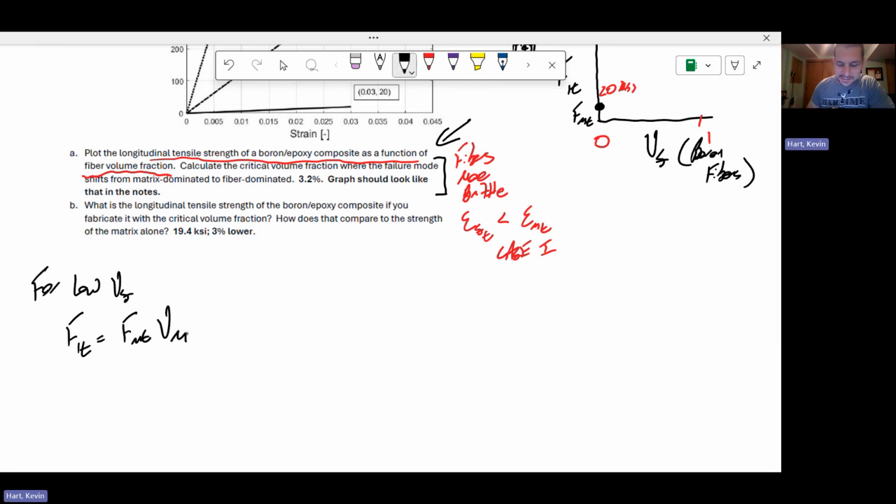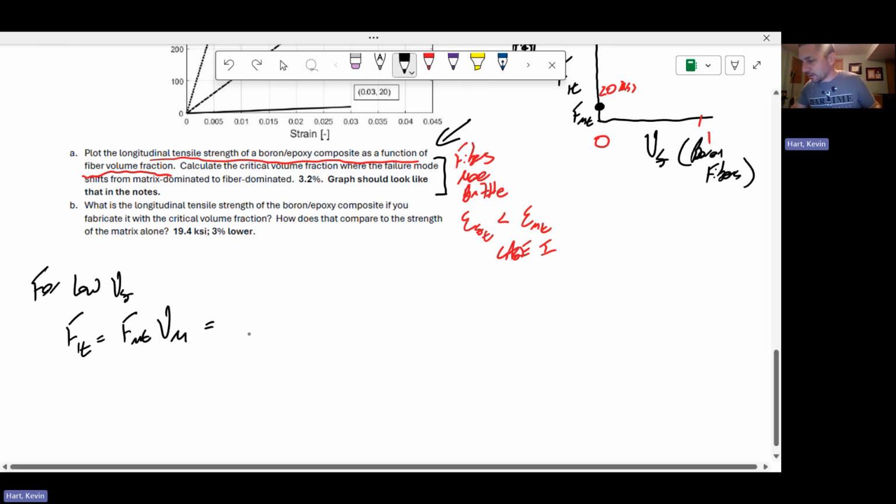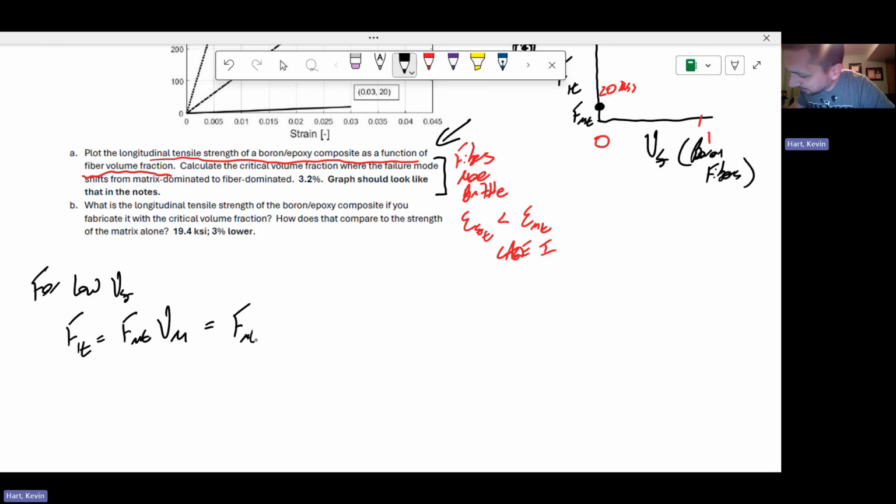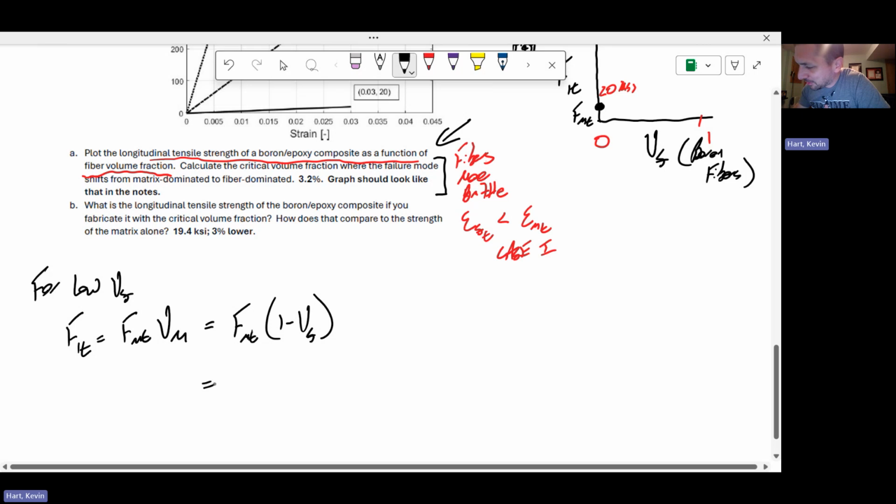Now, this problem asks us to plot in terms of volume fraction, not in terms of matrix fraction. So you probably want to convert this to matrix fraction, right? Converting to matrix fraction, FMT times 1 minus VF. The matrix fraction and the volume fraction of fibers must equal 100%. So this is a reasonable look, all right? You can simplify this a little bit further, and you'll get negative FMT VF plus FMT. This is a linear equation.